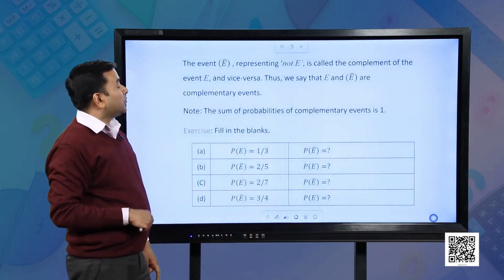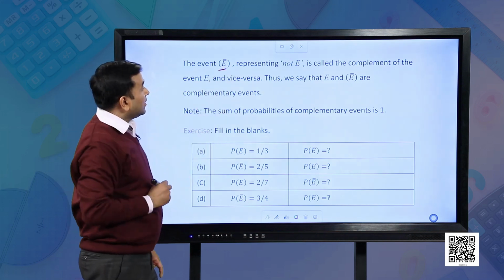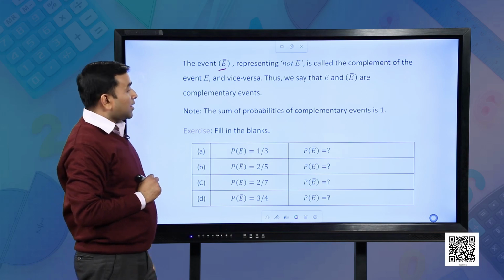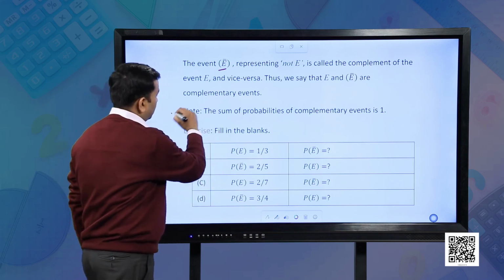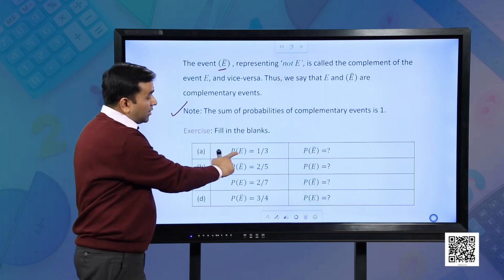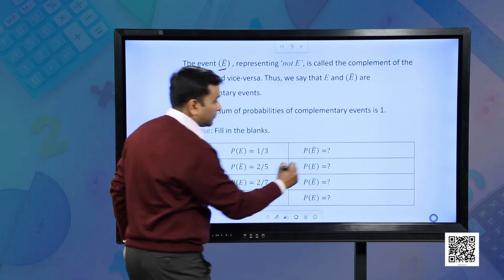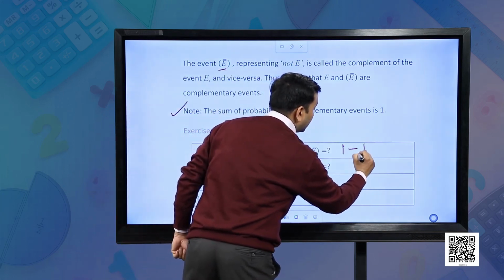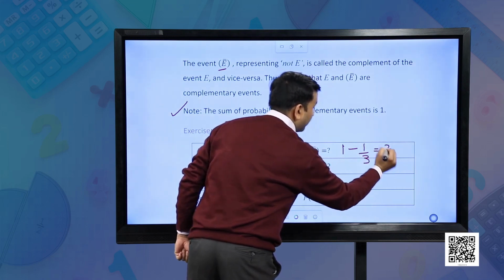What do we see? We see that the events E bar and E are complements of each other, and the sum of probabilities of complementary events is 1. Let us do an exercise. If P(E) equal to 1 upon 3, then what is P(E bar)? Simply it would be 1 minus 1 upon 3, which is equal to 2 upon 3.